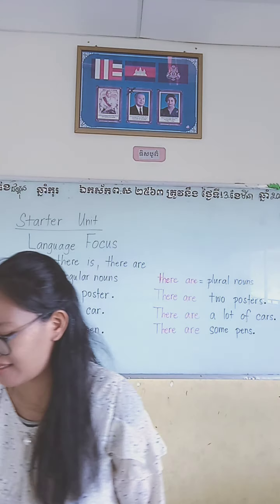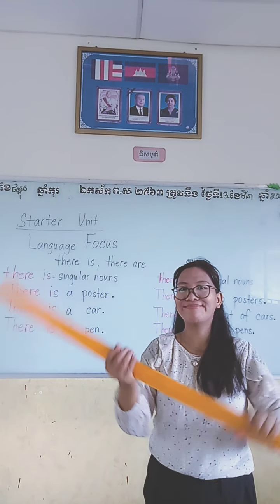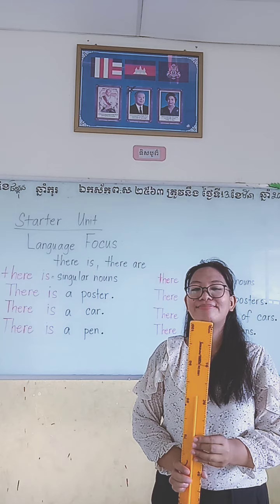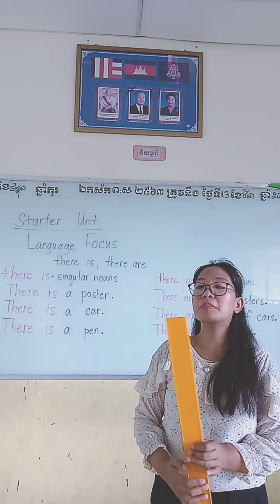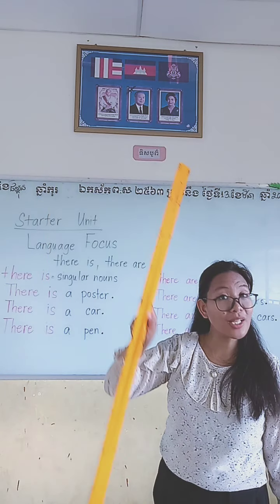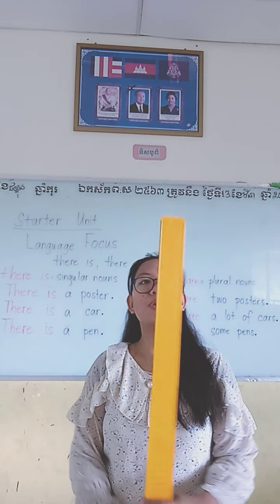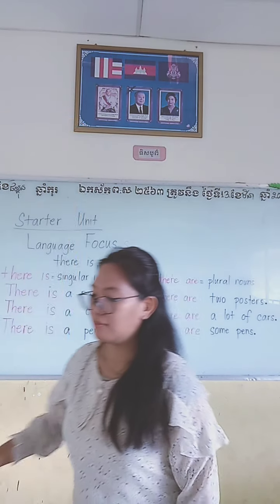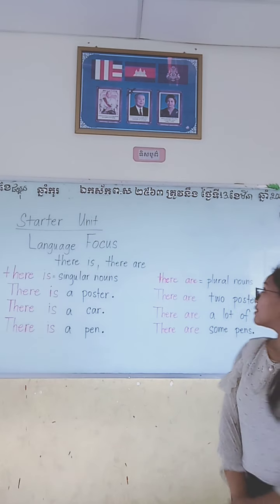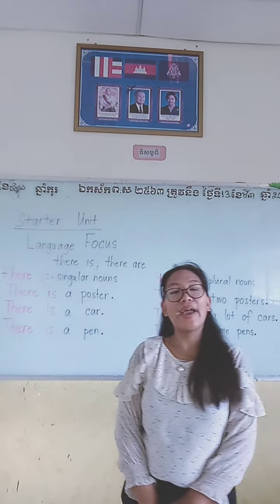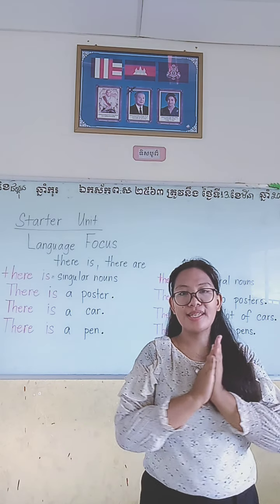And how about this? There is a ruler. I call it a ruler. Some people call it a scale. Okay? So I hope you learned about there is and there are.